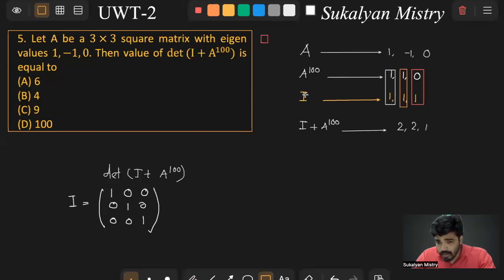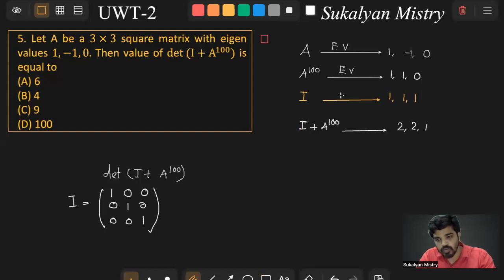I add the eigenvalues of identity matrix, which are 1, 1, 1. The eigenvalues of A to the power 100 are 1, 1, 0. So eigenvalues of I plus A to the power 100 will be 1 plus 1, comma 1 plus 1, comma 0 plus 1. That is 2, 2, 1. Okay. So I think up to this it is clear. So right here, in short, eigenvalues.